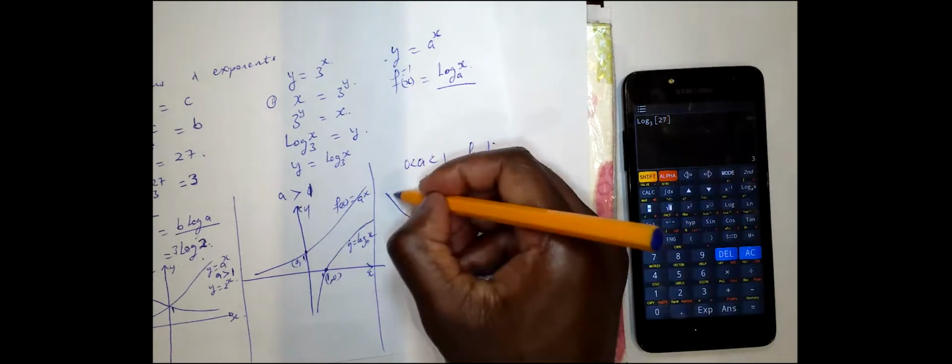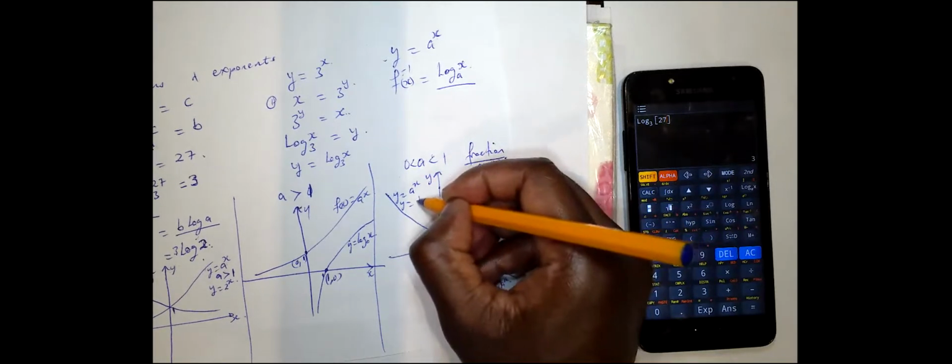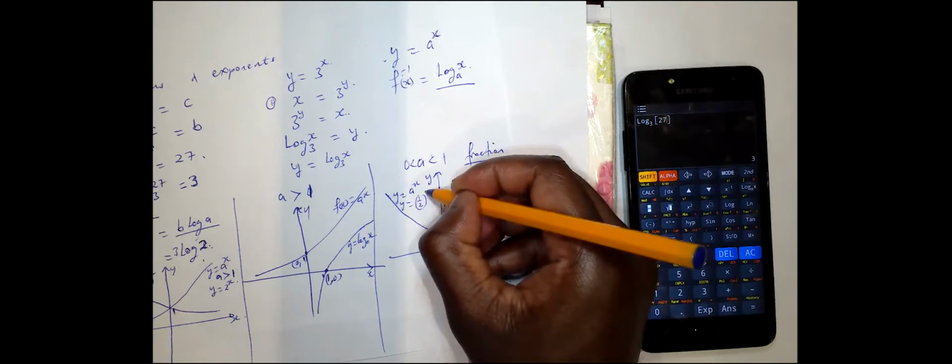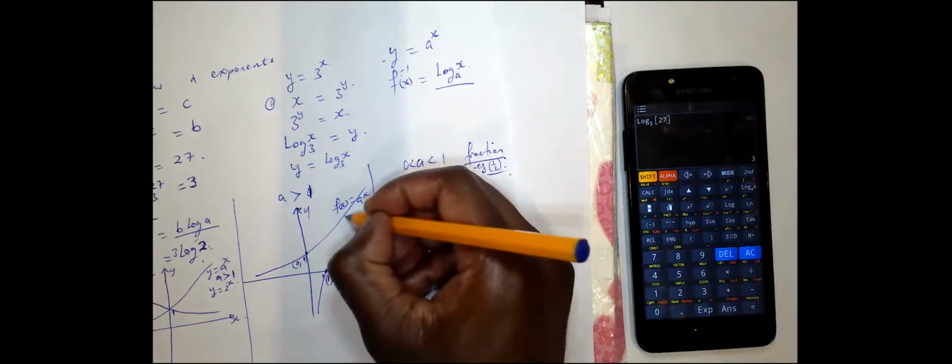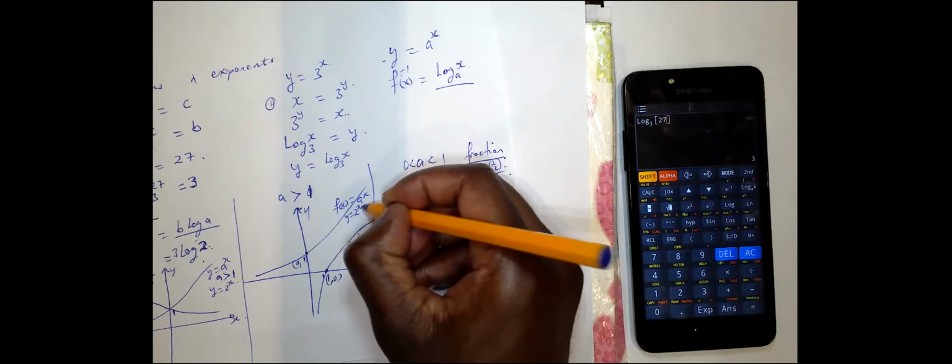That's what we're saying. So this is the fraction, and we can say this one is equal to a to the power of x. In this case, y is equal to half to the power of x. In this case, y is equal to 2 to the power of x. That's what I'm simply saying there when you're dealing with the inverse.